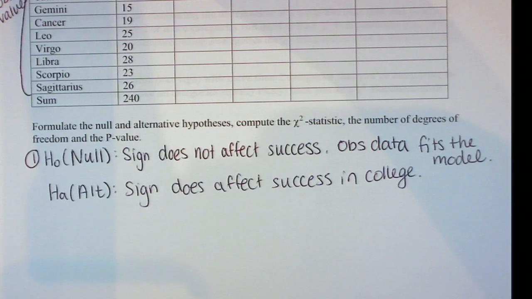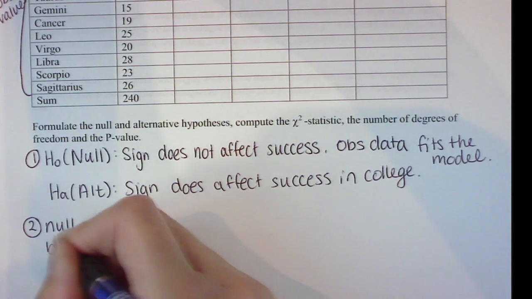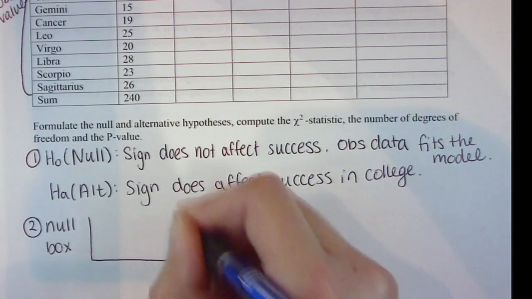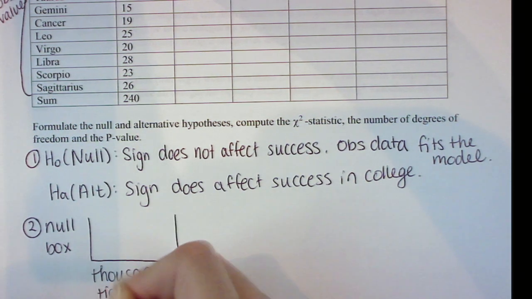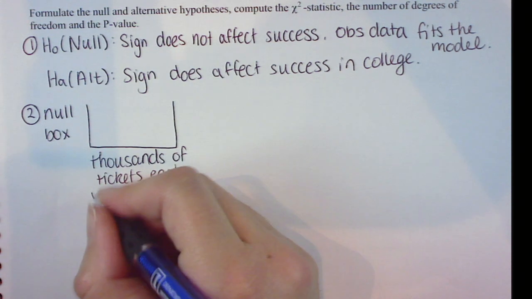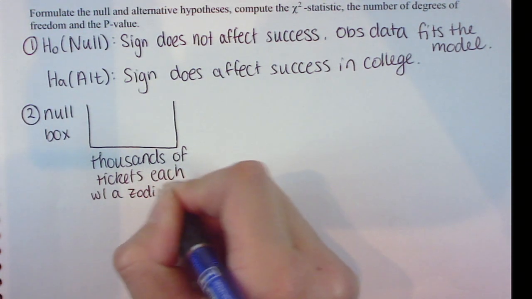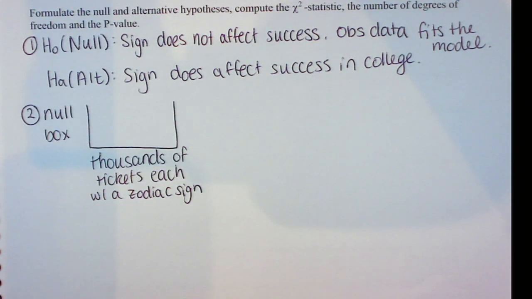Okay, and then for our second step, to draw the box, this is more like a survey, right? We're picking people and asking them what's their sign. So we can think of the null box as having, for college students, thousands of tickets, each with a zodiac sign. And we're assuming the null is true. So we're assuming the sign doesn't affect their success. So we're assuming there's an equal number of each of the signs.